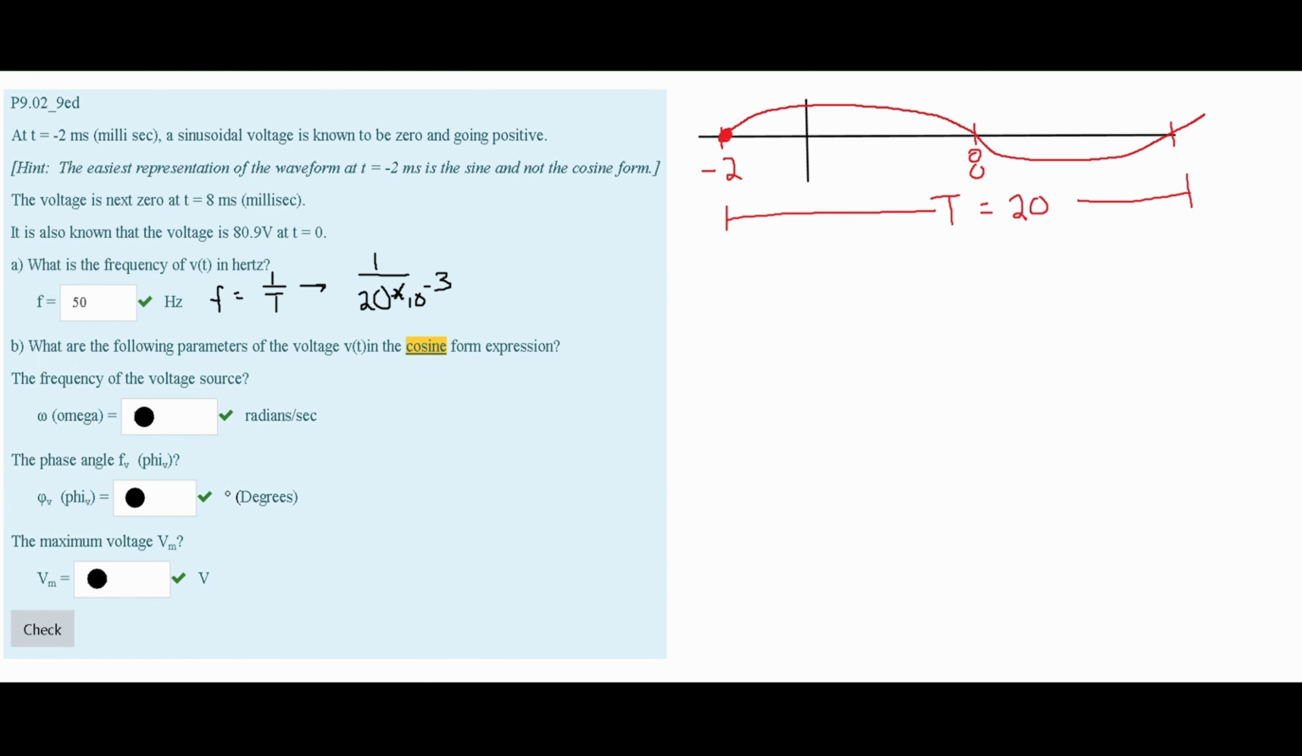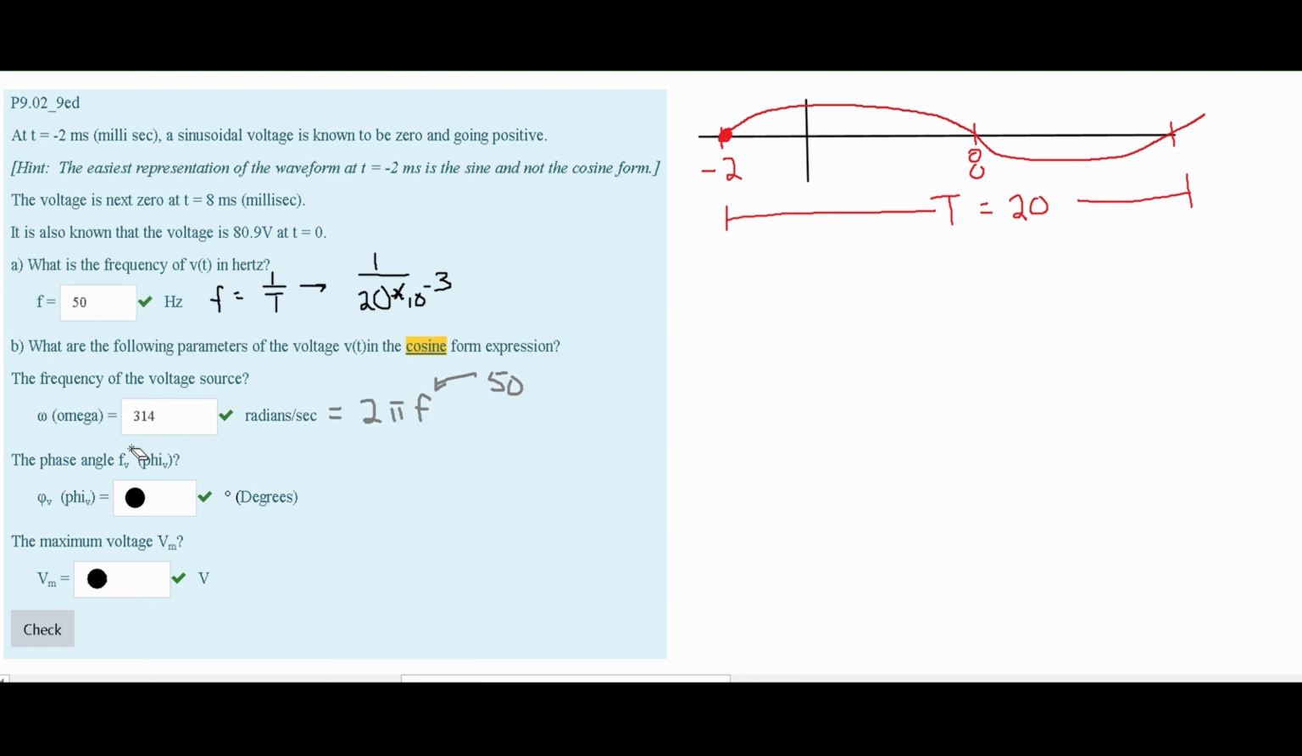Next, we're going to look at omega. This formula can also be found in the notes linked in the description: omega equals 2 pi times our frequency. We found our frequency to be 50 hertz, so we plug in 50 hertz, and that gives us 100 times pi, which is approximately 314 radians per second for omega.